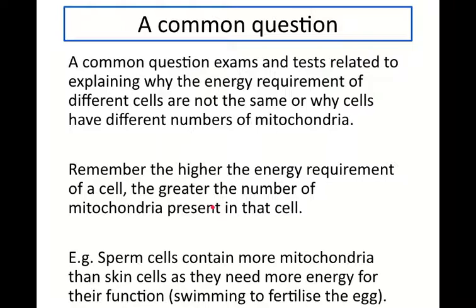So for example, let's imagine a question asks you why sperm cells contain more mitochondria than skin cells. Your answer would be that sperm cells contain more mitochondria than skin cells because they need more energy to be able to carry out their function. So they need more energy to be able to swim to fertilise the egg.